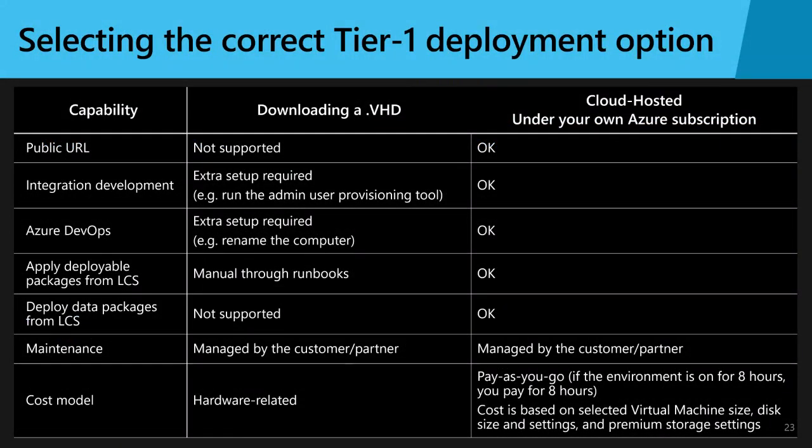Generally speaking, there are many limitations to using the VHD, like the public URL is not supported, meaning you can't access the F&O service from outside of the VHD. And several manual tasks need to be done, including applying the deployable package. The main advantage is you can leverage your existing local data center or PC to host the VHD.